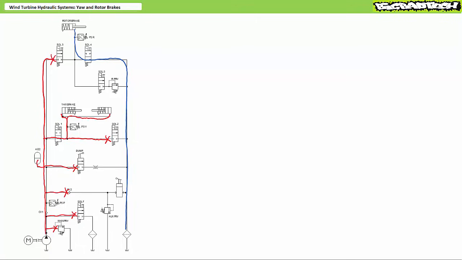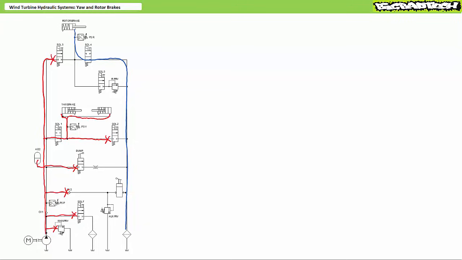So with regard to the pressure switches, it looks like PSP is measuring system pressure, and by extension, accumulator pressure. PSY is probably measuring pressure at the yaw brake, and PSR is probably measuring pressure at the rotor brake. I'm betting that this system uses these pressure inputs to tell if a particular brake is released or applied. These could also be configured as pressure sensors, which output a voltage or current signal proportional to pressure.